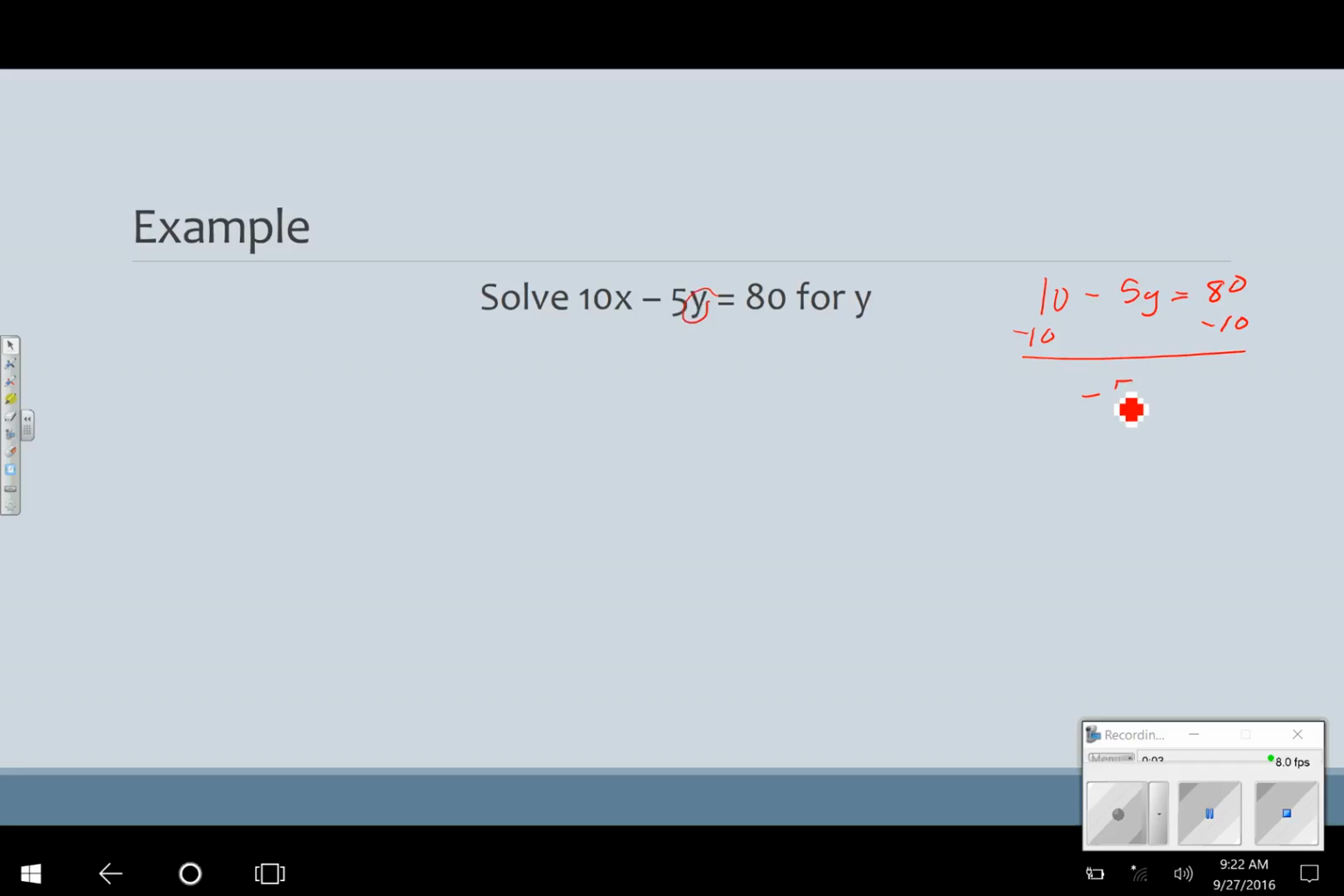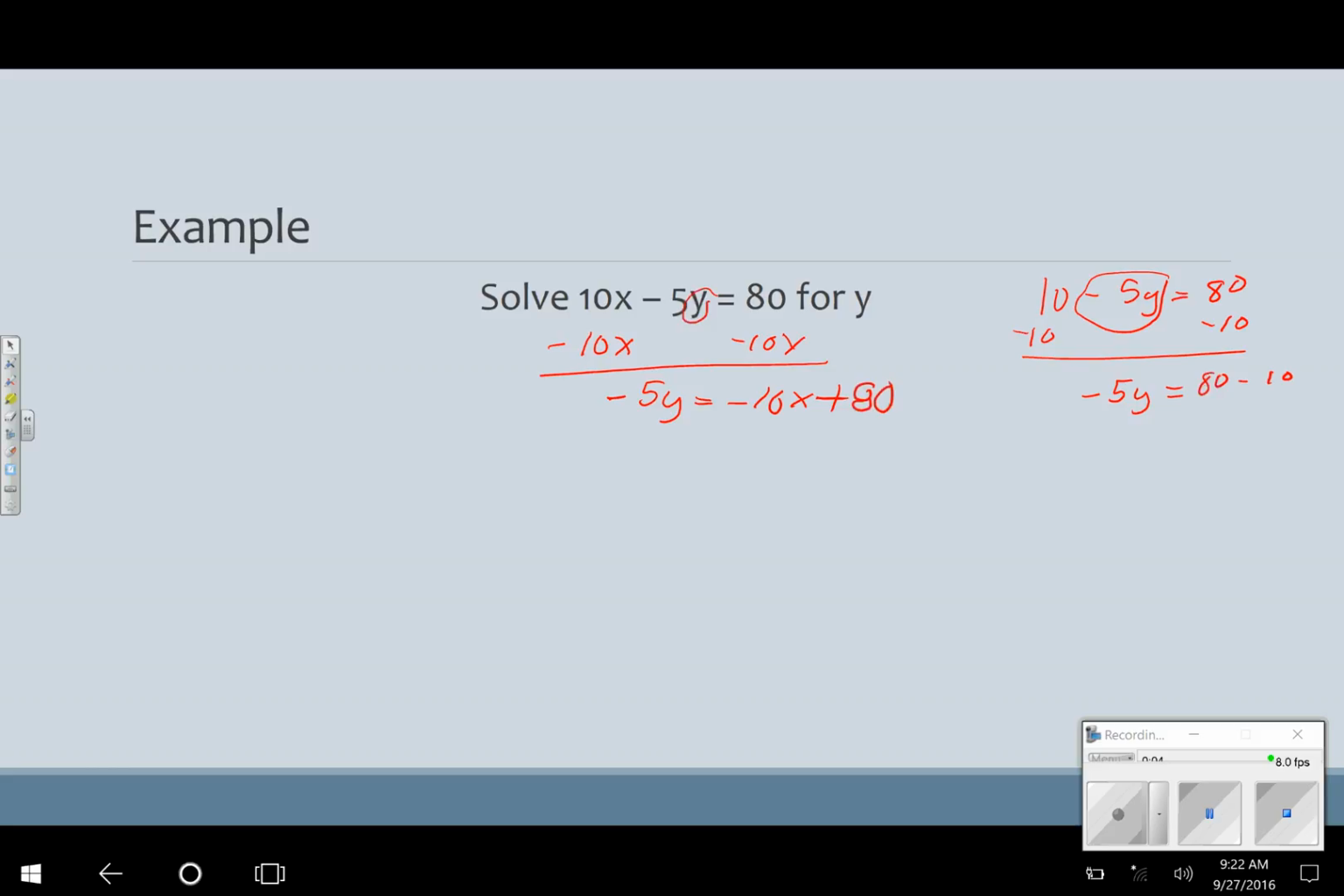Basically you would have negative 5y equals 80 minus 10 if I were to write it horizontally like that. So if I subtract 10x from both sides, that means I'm going to get negative 5y equals negative 10x plus 80. Please make sure you're not missing that negative. Remember that subtraction goes with that term and makes it a negative.